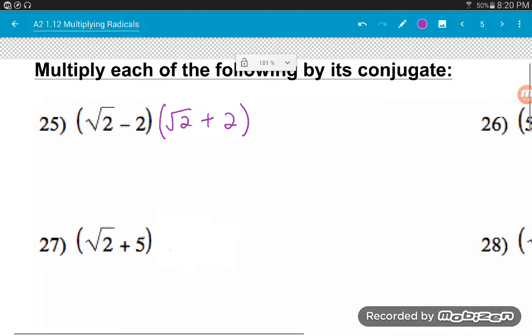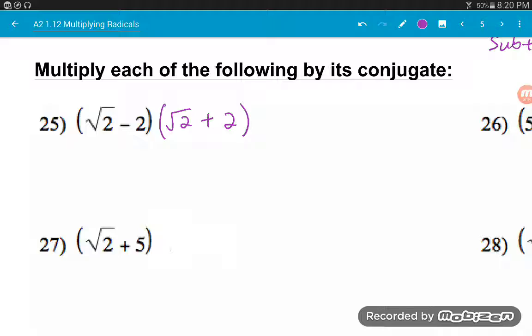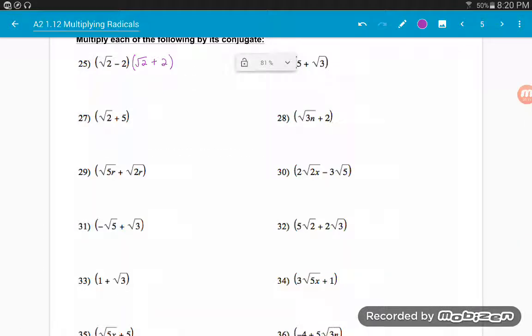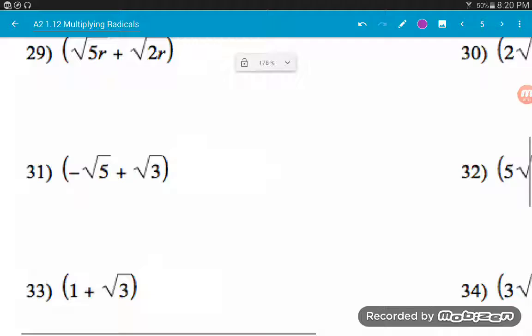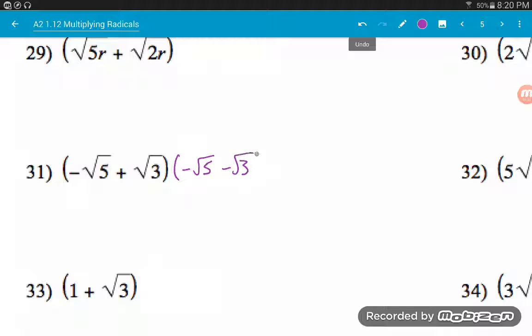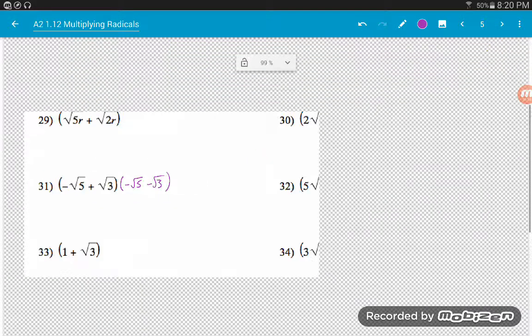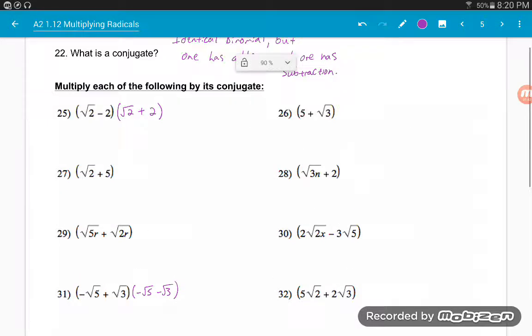Now this is the same regardless of the sign of the first term. Let me see if any of these are negatives, like for number 31. For number 31, the conjugate, the plus becomes a minus. That's it. So this negative 5 doesn't change sign at all. The only thing it changes is the operation in the middle. So it's going to be negative radical 5 minus radical 3. And that would be the conjugate.